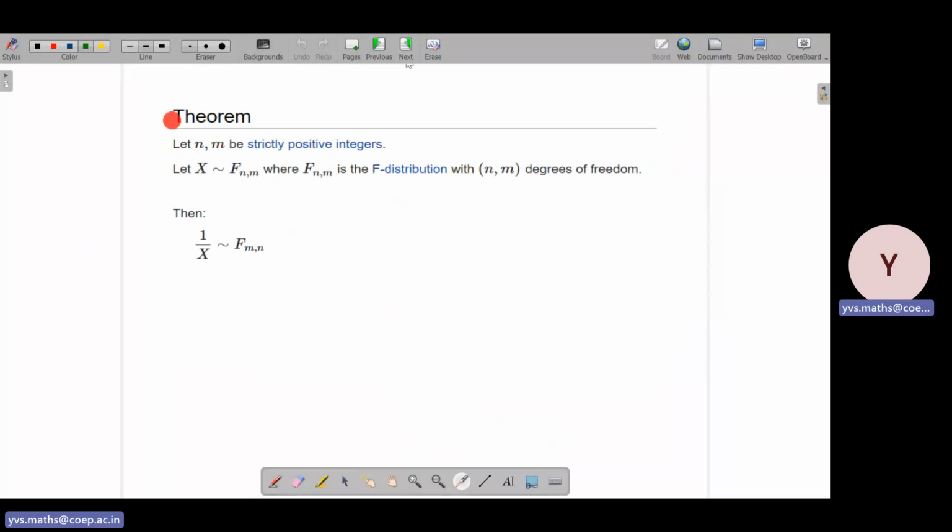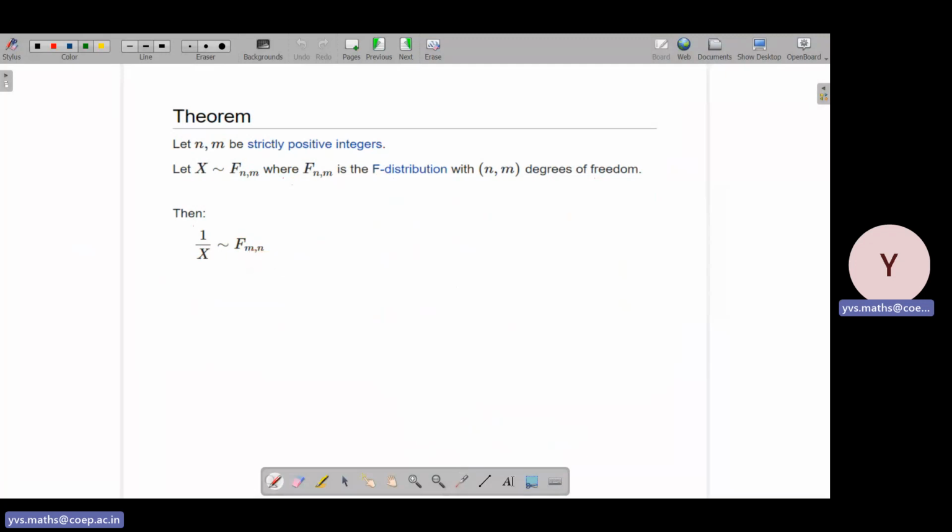Now this theorem is very important regarding F distribution. This theorem says that if m and n are strictly positive integers, and if x is an F random variable with n and m degrees of freedom, where F n,m is F distribution with n and m degrees of freedom, then 1 upon x, I mean if we take the reciprocal of this F n,m, it is equivalent to F m,n.